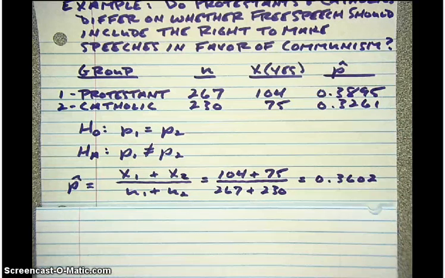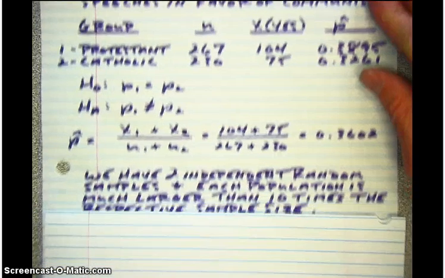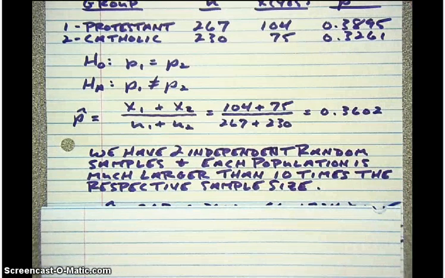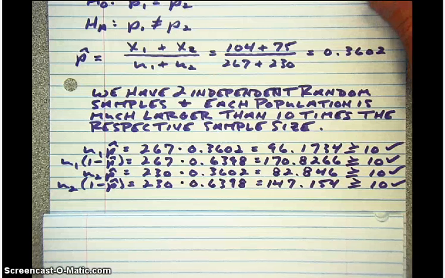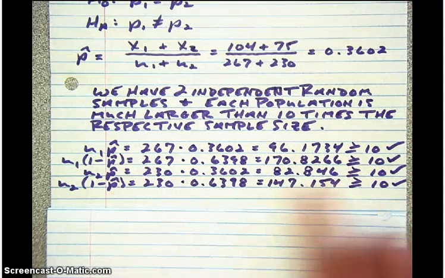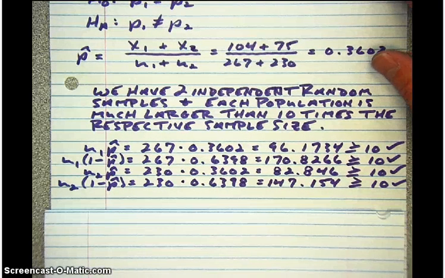The pooled sample proportion works out to be 0.3602. When we check our conditions, we have two independent random samples from each population. Each population is much larger than 10 times the respective sample size. And then for the third condition, we use p hat in checking all of these. They're all comfortably bigger than 10, so we can proceed.